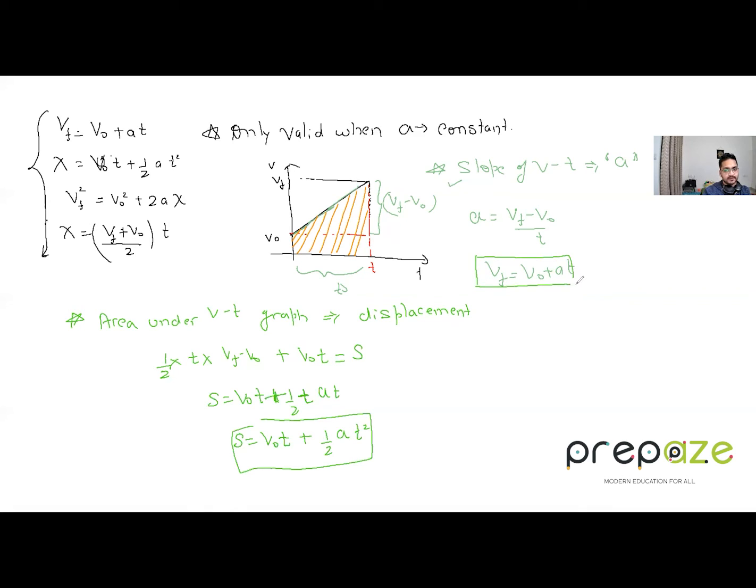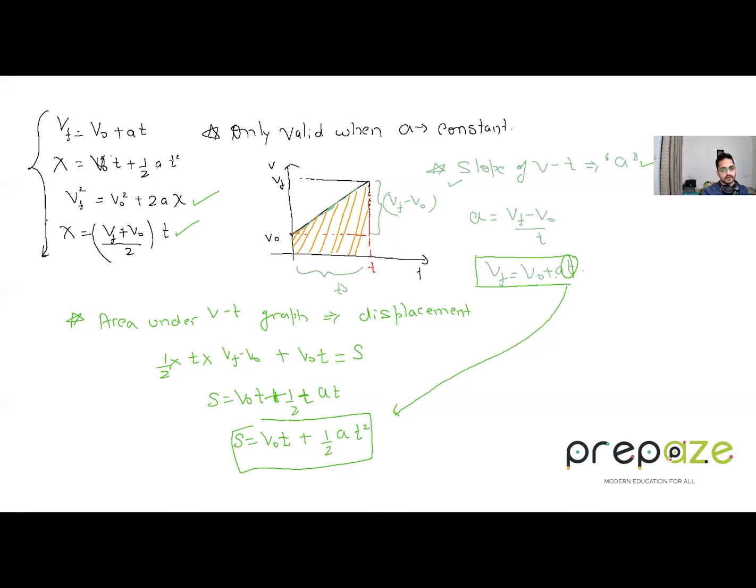Now, if you want to derive the third, what do you have to do? In the third equation of motion, what is missing? Time is missing. So if you take the time value from here and put it in this equation, you will get the third equation. Similarly, in the fourth equation, what is missing? Acceleration is missing. So rearranging the acceleration value from the first equation and putting it in the second equation, you will get the following. The derivations are not that important, but it's good from the point of view that you will know the slope.